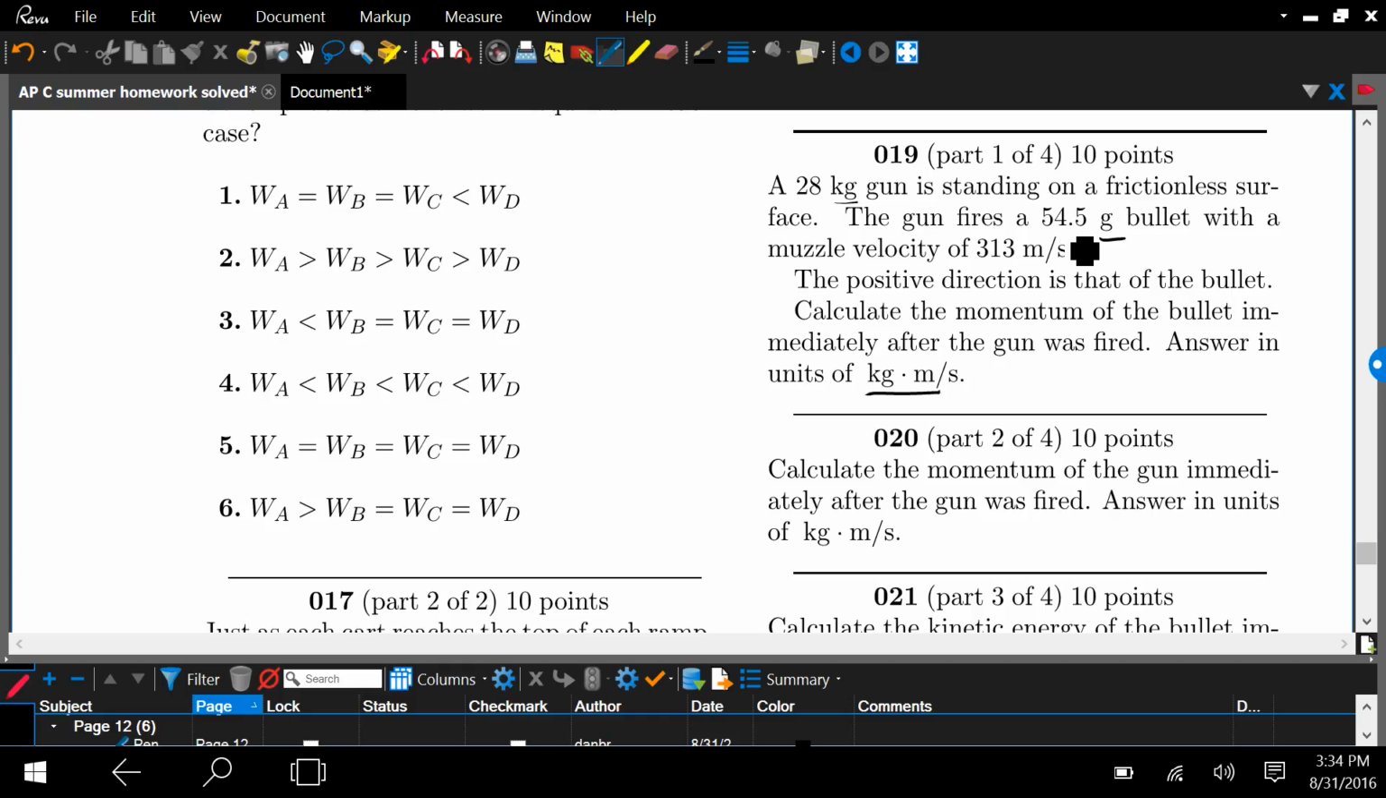It wants to know what's the momentum of the bullet after the gun is fired. To get this, you can simply multiply the mass of the bullet in kilograms, 0.545 kilograms, times the velocity of 313 and get its momentum. Then it wants to know the momentum of the gun. Of course, it's the exact same answer.